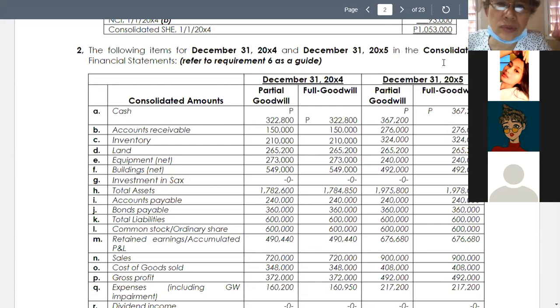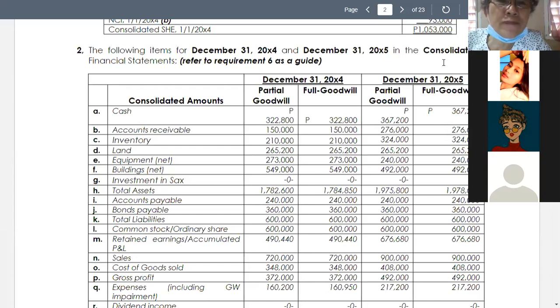So discount on bonds payable, as we have treated yesterday, is a deduction from bonds payable. This is what I was trying to tell you, that there are parts of the solution of Mr. Dayag that do not conform with what we did yesterday. But anyway, we understand why, and I'm trying to explain.